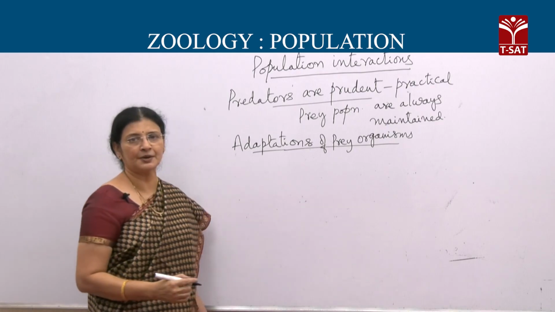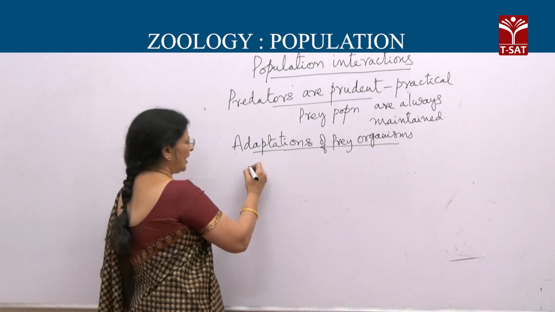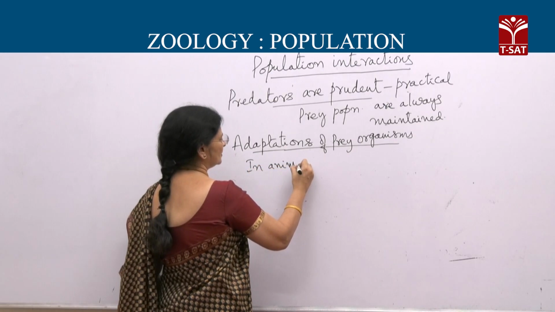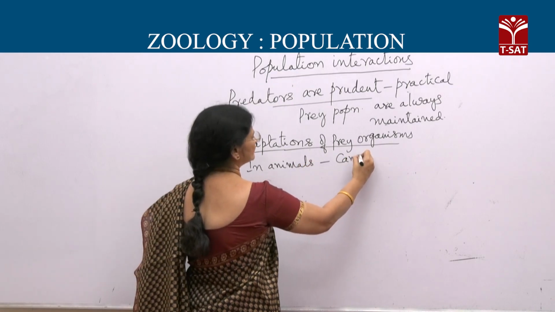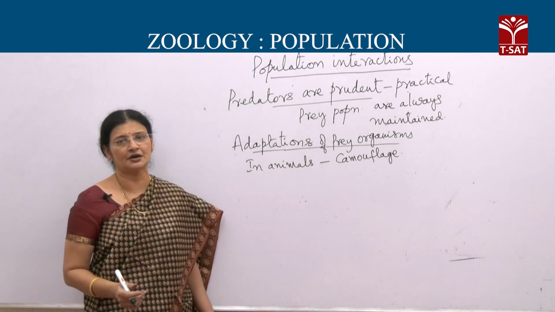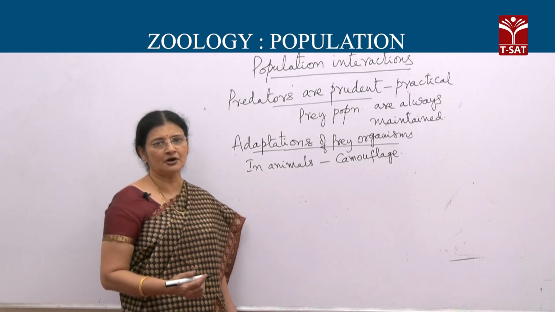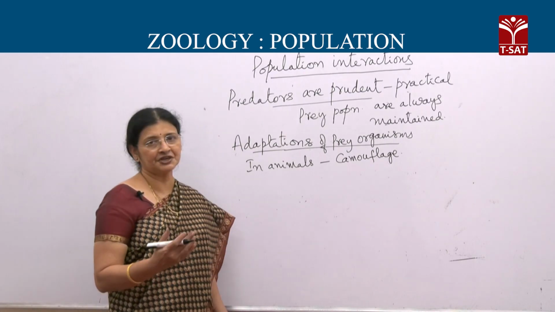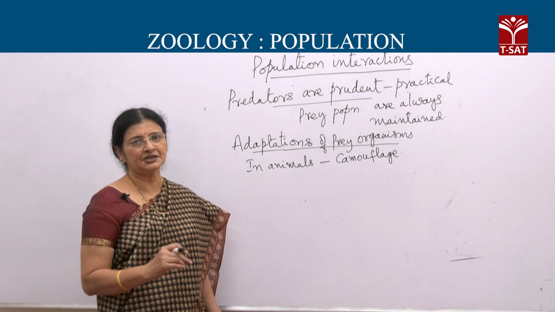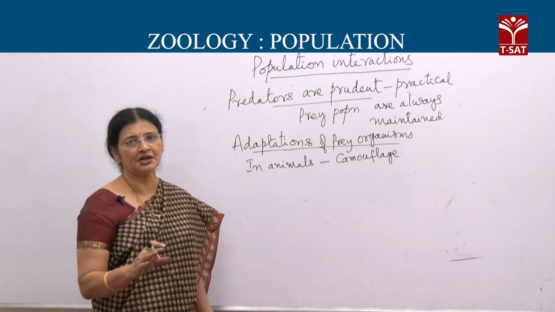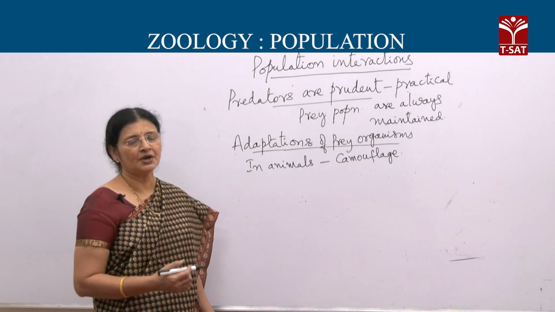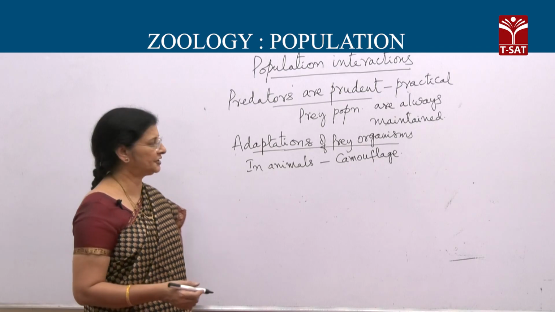They develop some adaptations. In animals mainly you will find camouflage. They develop coloration in such a way that they get mixed up with the surroundings. You will find a number of frogs and reptiles, like tree snakes, that are green in color. So they get mixed up with the surroundings so that carnivorous birds and others cannot locate this prey. So camouflage is one of the common mechanisms animals show to escape from predators.